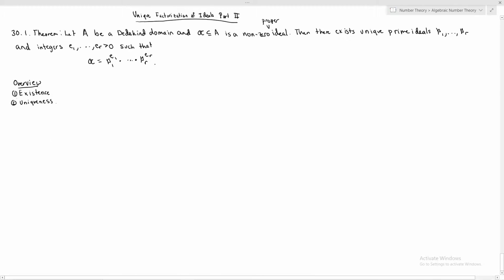We're going to recall the lemmas from last time, from lecture 29. 29.1: every ideal in A contains a product of prime ideals. Since A is a Dedekind domain and Dedekind domains are Noetherian, 29.1 says every ideal in A contains a product of prime ideals.